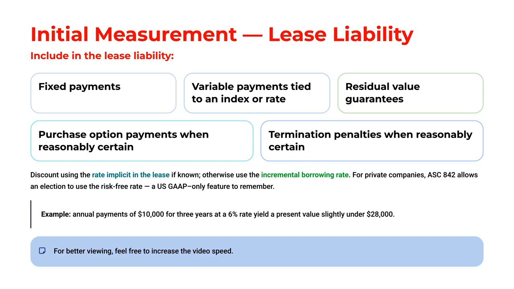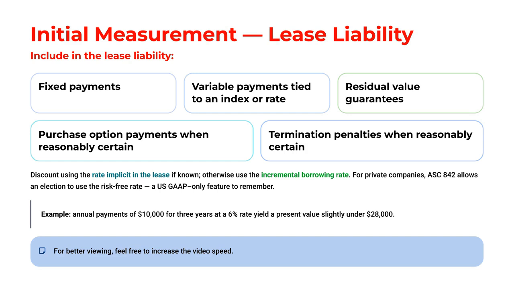Initial measurement, lease liability. Include in the lease liability fixed payments, variable payments tied to an index or rate, residual value guarantees, payments for purchase options when reasonably certain, and termination penalties when reasonably certain. Discount using the rate implicit in the lease if known. Otherwise, use the incremental borrowing rate.